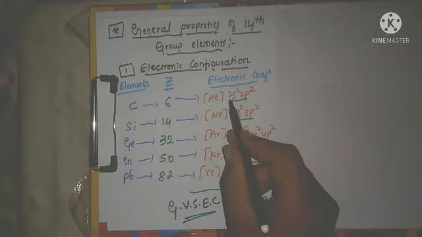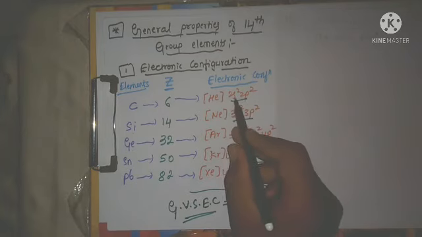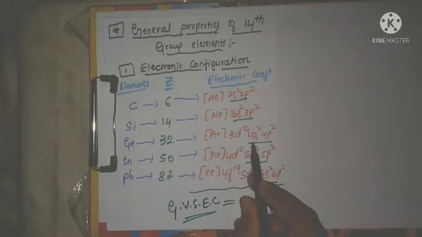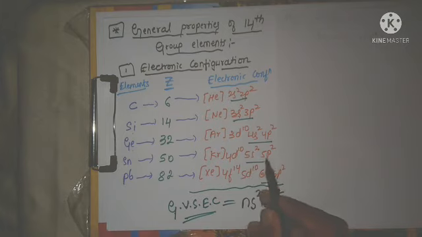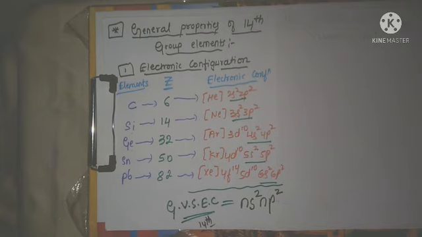Just check here, n value is 2, s2, p2, that is ns2 np2. Here n value is 3, ns2 np2. Here n value is 4, ns2 np2. Here n value is 5, ns2 np2. Here n value is 6, ns2 np2. Right? Therefore the general valence shell electronic configuration for the 14th group is ns2 np2. It is not for all.